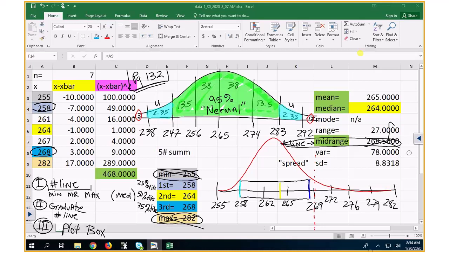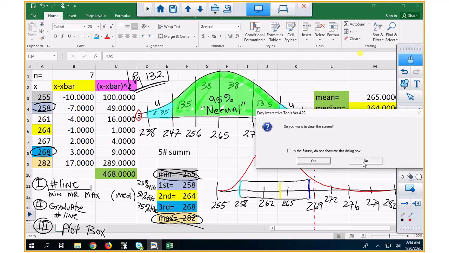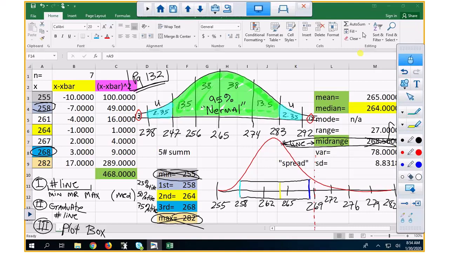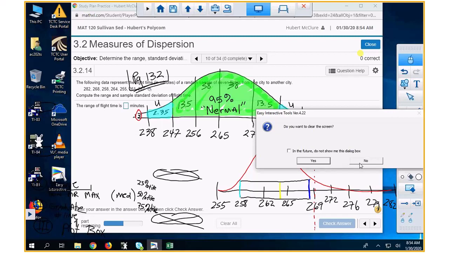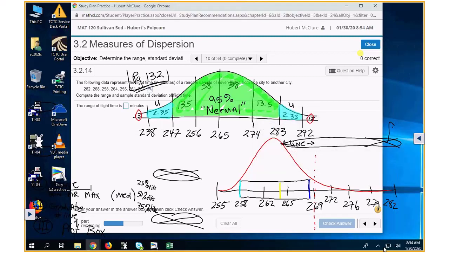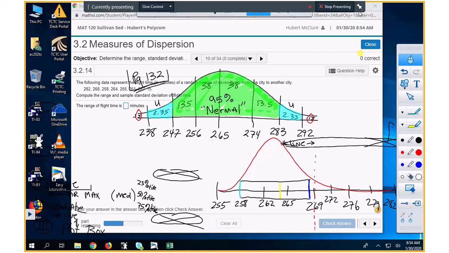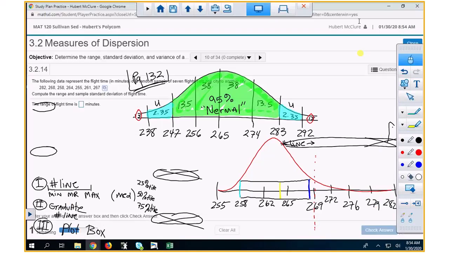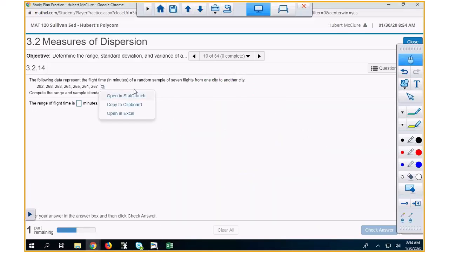Now, what do you do if you want to use the other? Well, hold on a second. Let's go back to the problem. I don't want to erase this, but let's leave it on there for at least 5 seconds. Wait a minute. Make it go away. There we go. So you can see it. But anyway, I'm going to erase it now. All right, so now you hit open in StatCrunch.